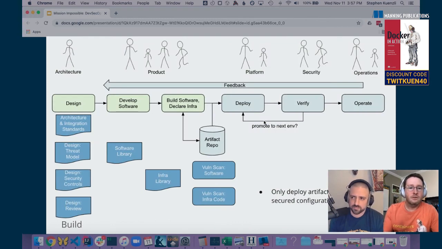Okay, so let's talk about the build phase and what we can do there. In the build phase, we're trying to ensure that software and infrastructure code is mostly free from vulnerabilities, to the best of our ability, and that it aligns to security standards and is ready to be deployed to an integrated test environment. So those negative test cases should pass, at least the ones that would trigger something like a SEV1 operational incident.